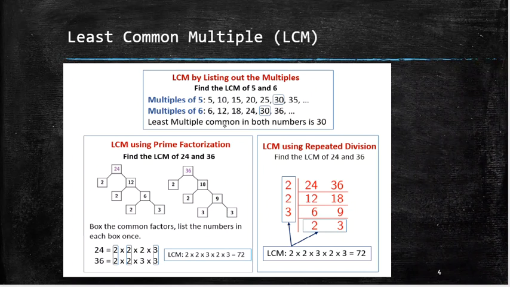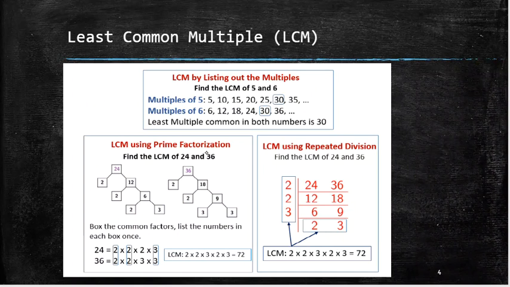Now, list the multiples common to both 5 and 6. As we can see here, we find that 30 is the least multiple in common. So 30 is the LCM for 5 and 6. Next, LCM using prime factorization.